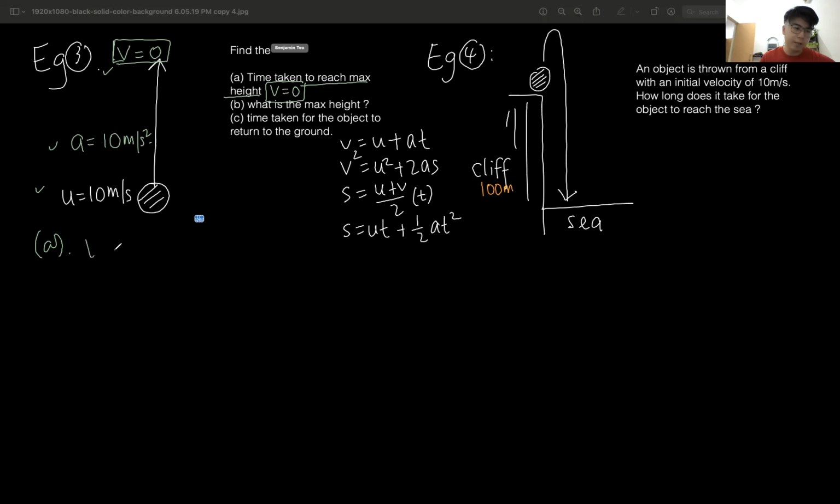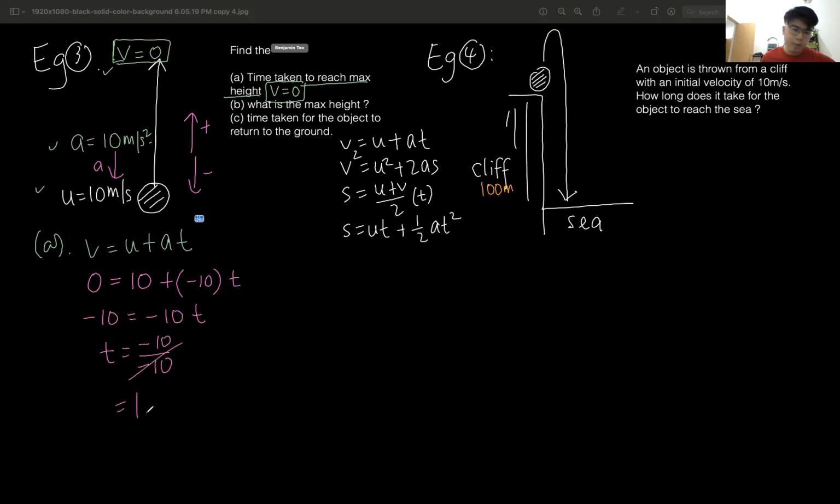Okay, so v 等于 u 加 at。Positive 在哪里？Positive 是向上，向下是 negative. Okay, so v 0 equals to 10 plus acceleration 是减10，因为 acceleration 是 acting downward. So downward is negative. 减10 and then time here. So negative 10 equals to negative 10t. Negative 10 over negative 10. 1 second.